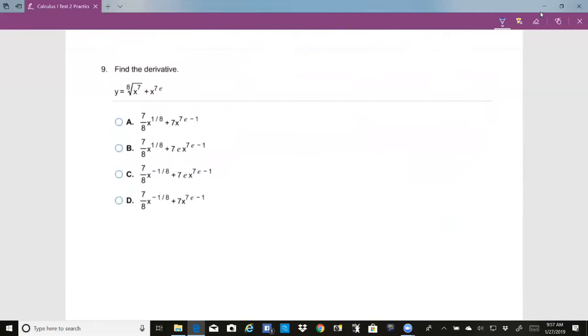Problem 9, we want to find the derivative. And again, we need to rewrite this y as... the 8th root is like the 1/8 power. So we write this as x to the 7/8.